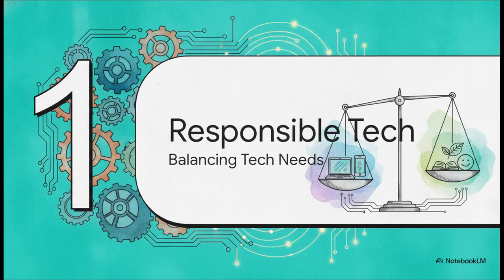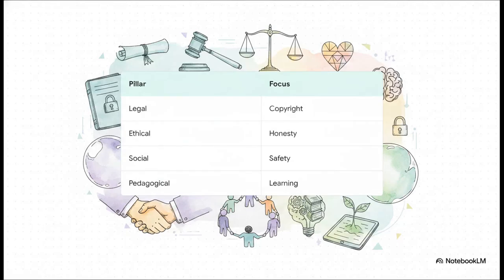Okay, Section 1, the Responsible Tech Framework, balancing legal, ethical, social, and pedagogical needs. What's really brilliant is how this framework takes a massive, sometimes overwhelming concept and breaks it down into 4 actionable pillars. Good technology use has to tick 4 crucial boxes.